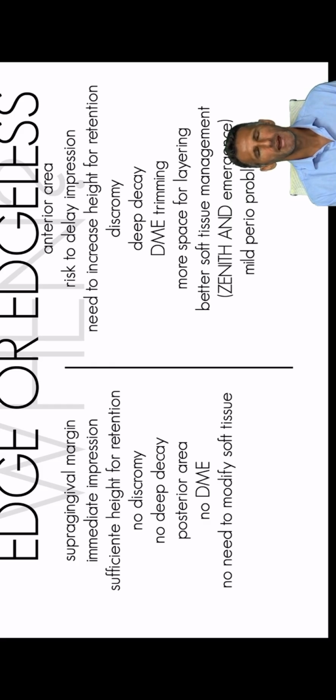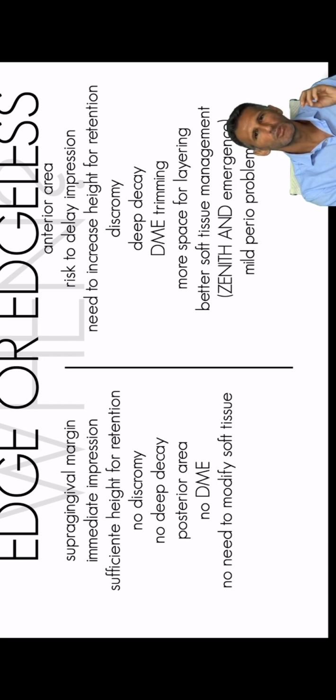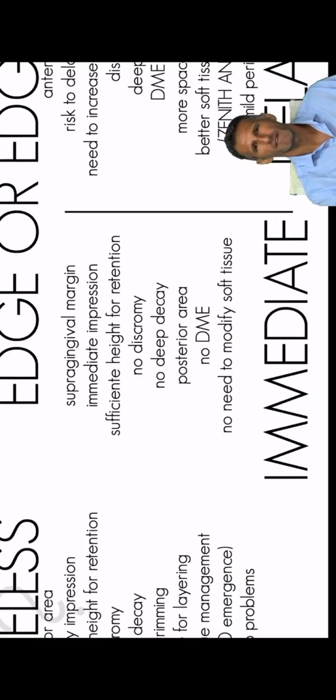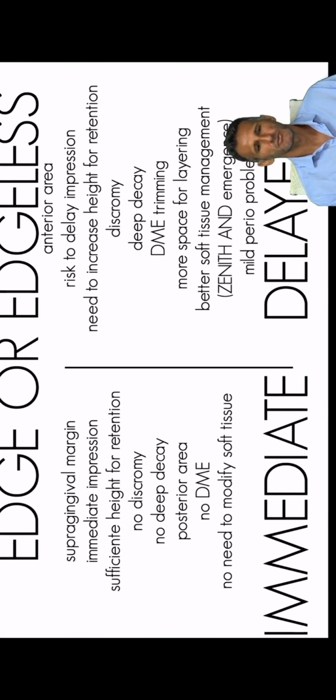We can manage our soft tissue in a better way, because starting from the subgingival area, we can build a nice emergence profile. It's also interesting to understand that when we have some small periodontal problems, like 3, maximum 4 millimeters of probing, doing a deep edgeless vertical preparation is the best scaling that we can do on our teeth. It's the best scaling because you get a perfectly clean surface and a very smooth one.